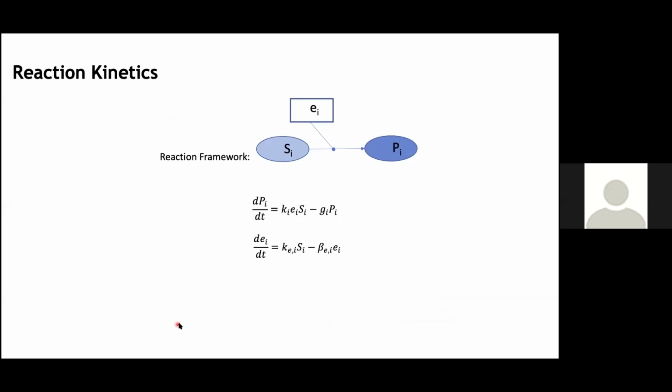For example, consider enzymatic reactions. Most reactions in biological systems are enzymatic, which gives easy flexibility for the organism to control it. Here, the product Pi is produced from the substrate Si in the presence of enzyme Ei. The rate of production of P is written as follows, where Ki Ei is the production, Si is the production, and Gi Pi is the degradation. And the enzyme is also produced in the presence of the substrate at the rate KEi and degraded at the rate constant beta Ei.